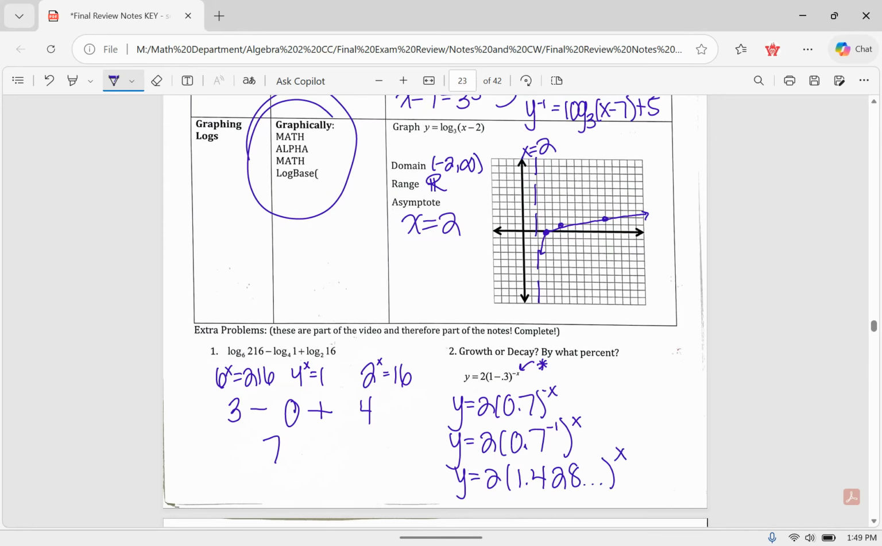So that base is clearly greater than 1. Because our base is greater than 1, that means this is exponential growth. And we are growing by, if I subtract 1, approximately 43% growth, like 42.8. I don't have any rounding directions there. All right, so that concludes our video.